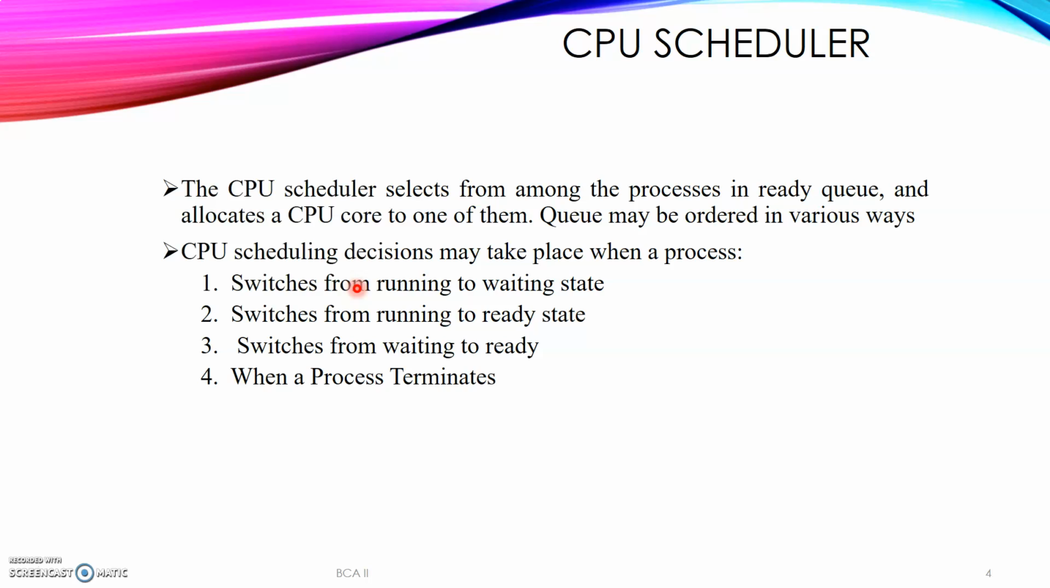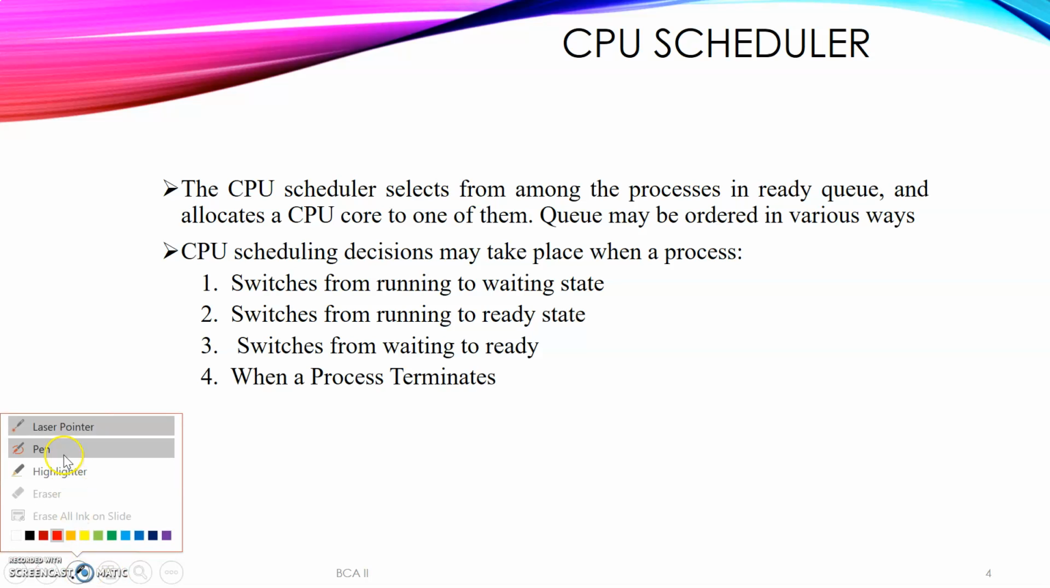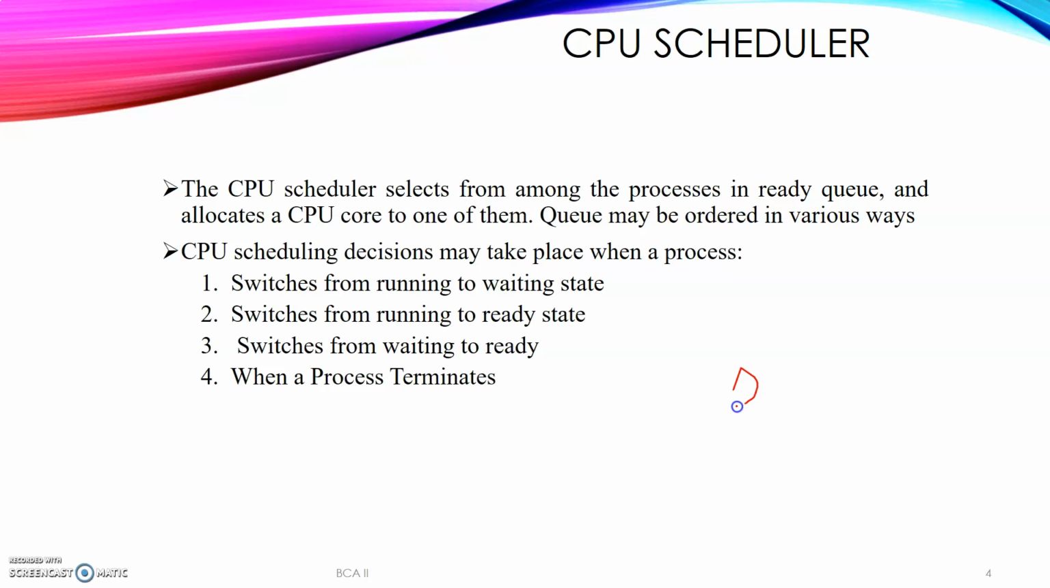In the first situation, when it switches from running to waiting state, it has no choice. In the running state the process is already running, and there is a demand for input output. Say for example process 2 is in the running state, no problem, that process goes from the running state to the waiting state. Say in this ready queue the next process is the third process, that third process comes to the CPU and starts execution. So there is no choice for the CPU, it has to take whichever process comes next.